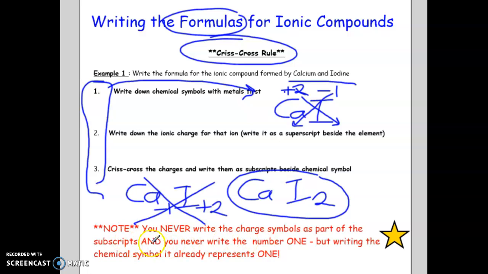So I made a little note down here just to remind you of exactly what I just said. You never write in the charge symbols as part of the subscripts, and you never write in the number 1. Because by just writing Ca, that automatically means there's 1 calcium. There are a few more rules to this, but that's essentially how the crisscross rule works.